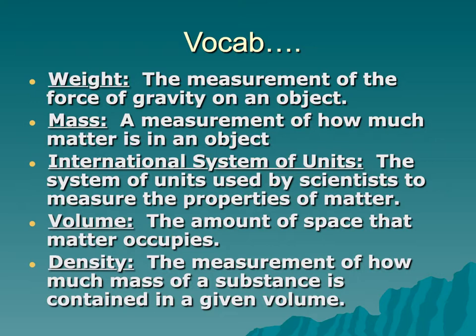Weight is the measurement of the force of gravity on an object. Mass is a measurement of how much matter is in an object. The International System of Units, or we can call them SI units, is the system of units used by scientists all around the world to measure the properties of matter. Volume is the amount of space that matter occupies, and density is the measurement of how much mass of a substance there is in a given volume.